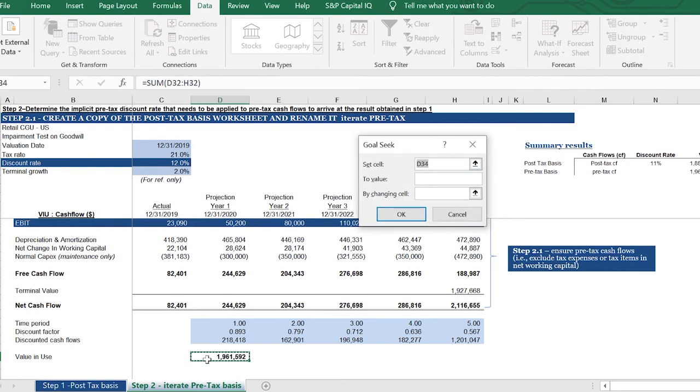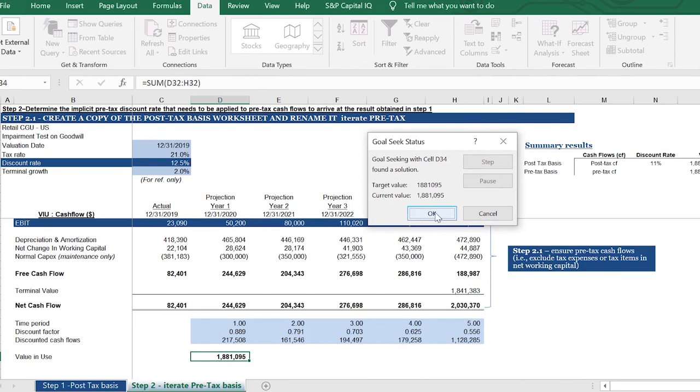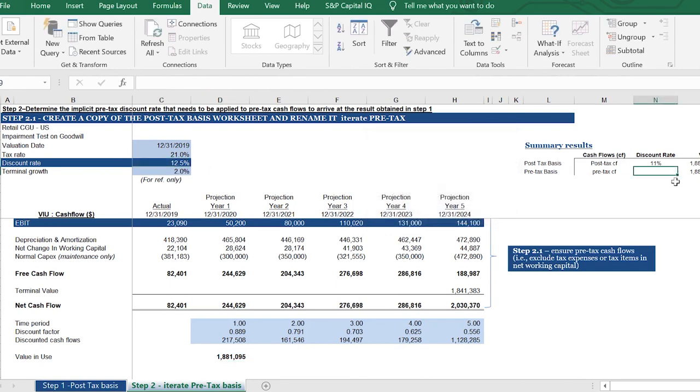And we want to set this value to the result in step 1, which is 1881095. By changing our discount rate, remember we want to know which discount rate percentage will give us the same result as step 1. Let's update that. And voila, the answer is 12.5%. There you have it. 12.5% is the pre-tax discount rate for the retail CGU in the US.